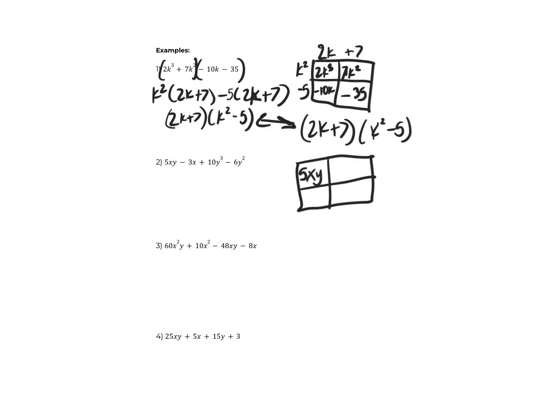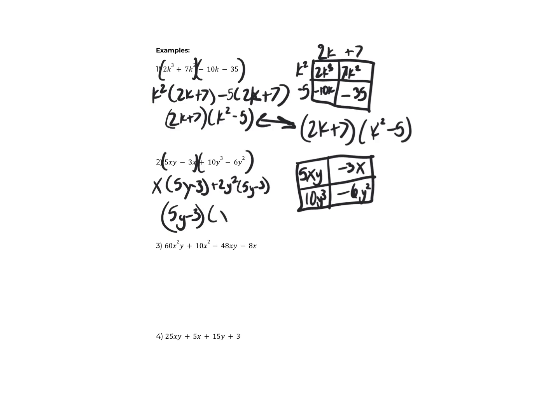Looking for a GCF, and there is none. All right, and then we can group those as well. So looking at 5xy and negative 3x, the only thing I can factor out of that is an x, and that leaves behind a 5y minus 3. 10y cubed minus 6y squared, I can factor out of that a 2 and a y squared, and that leaves behind a 5y minus 3. And so 5y minus 3 is one of the factors, and x plus 2y squared is the other.